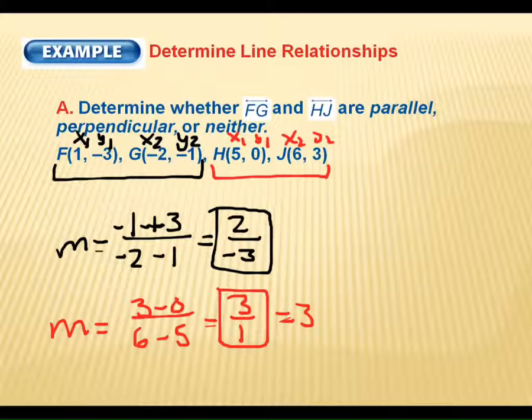So are these two lines parallel, perpendicular, or neither? They're neither. Because to be parallel, they'd have to have the same slope. To be perpendicular, they'd have to have negative reciprocals. So they are neither parallel nor perpendicular. They probably cross at some other angle. Parallel has to have the same slope, and perpendicular has to have opposite reciprocals.